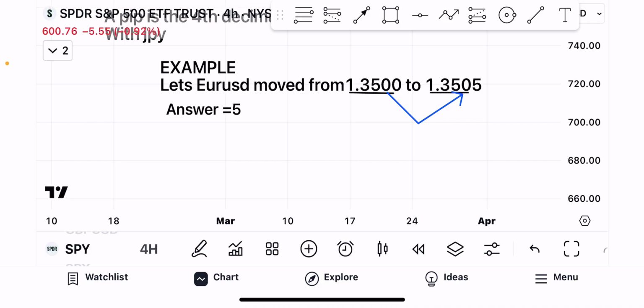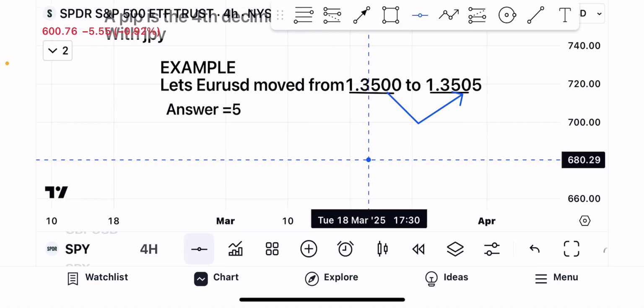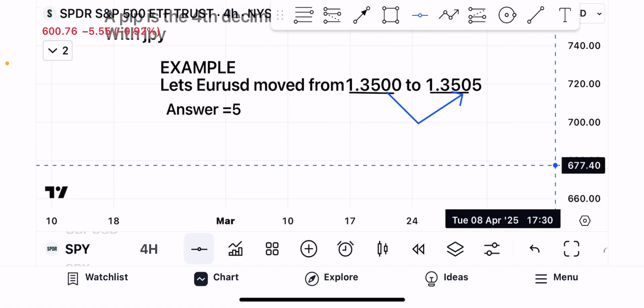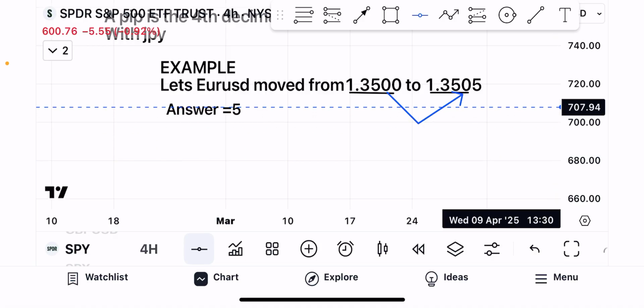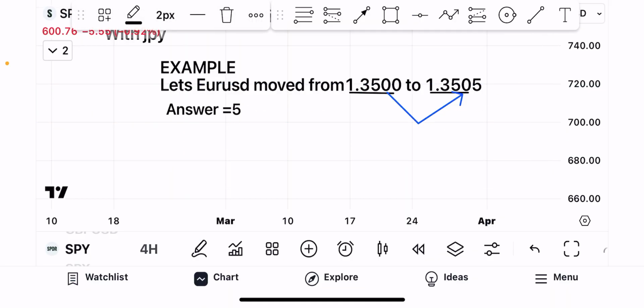So 5 pips. Your entry point, you enter the trade at this level. Look at the right side. This is the number you enter the trade, 677.40, and you are exiting from here. The difference, you have to minus this from this to give you your pip. That is exactly what we did here. You have to minus this from this to give you what you are looking for.